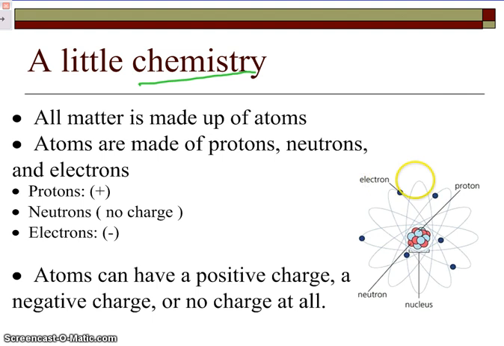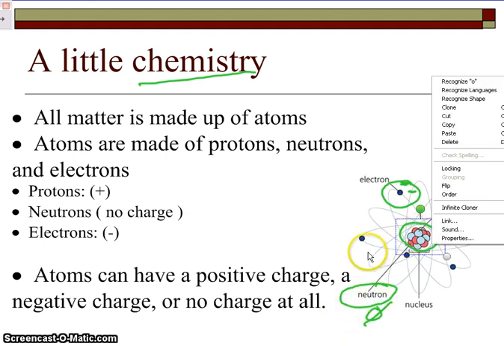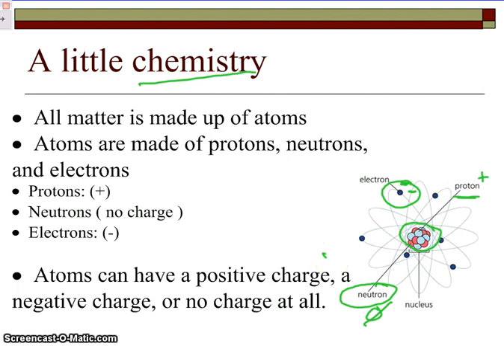So, quick review, we know electrons are out here in the electron cloud, not in the nucleus, and they're free floating around, and we know that these guys have a negative charge. Within the nucleus itself, we have two things. We have the protons, which are positively charged, and we have the neutrons, which have no charge whatsoever. So in the nucleus we see the protons and the neutrons, and outside of the nucleus we see the electrons, which are negatively charged.